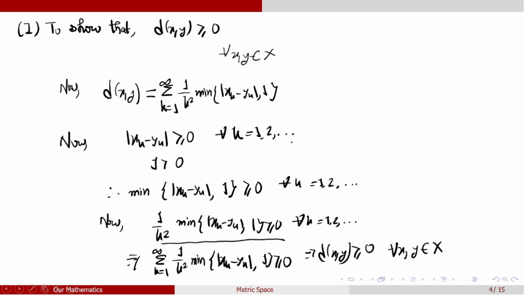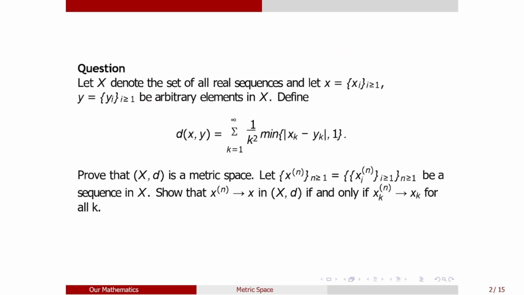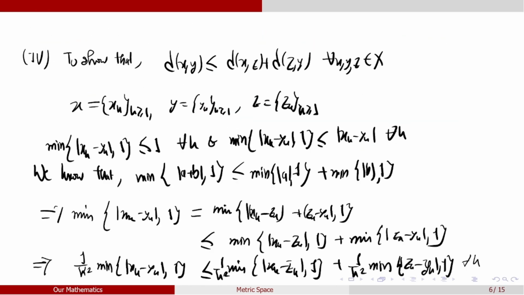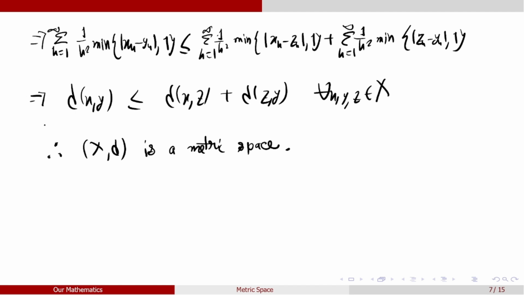Now let's prove the next part of this question. It says, let xn be a sequence in capital X. To show that xn converges to x in (X, d) if and only if xkn converges to xk for all k. First of all, let us understand what xn is. Xn is a sequence in capital X, and capital X is the set of all real sequences.